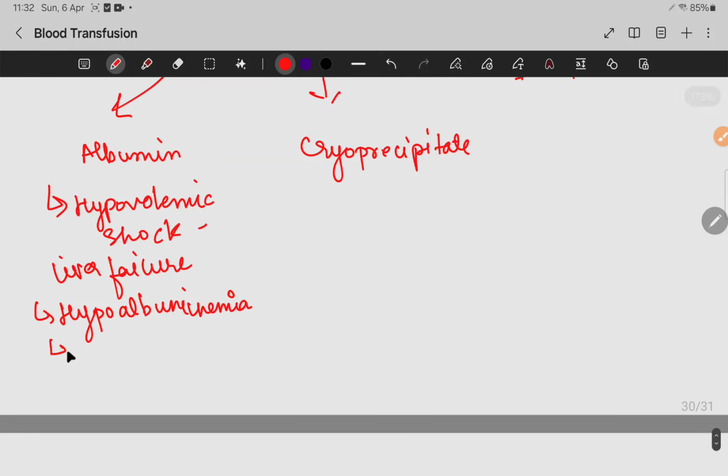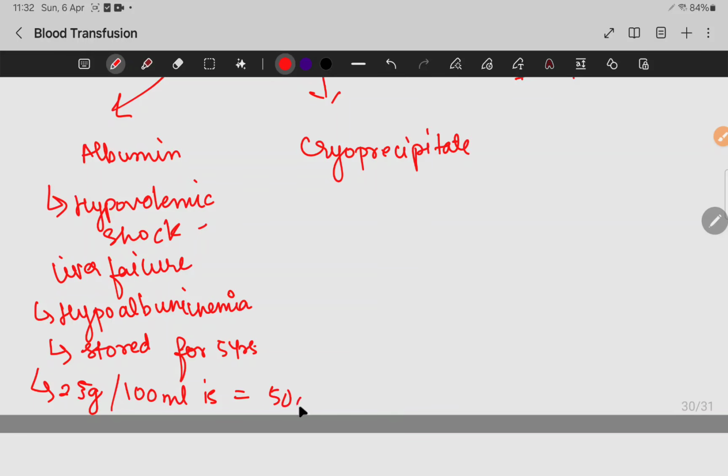Okay, it is stored for 5 years. And each 25 grams per 100 ml is equal to 500 ml of plasma.